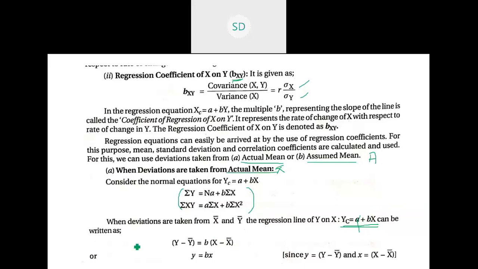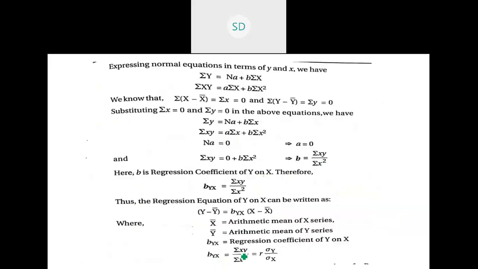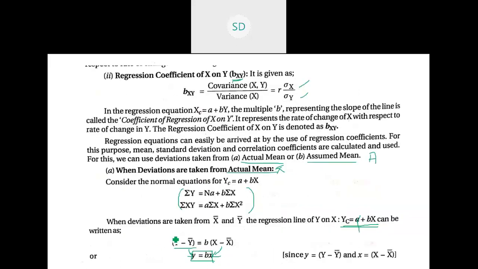Now if I denote y minus y bar by a small y, and if I denote x minus x bar by a small x, then I will come to the simple equation which is y is equal to bx. Next, now you understood till here? Any doubts till here? Deviations from actual mean.